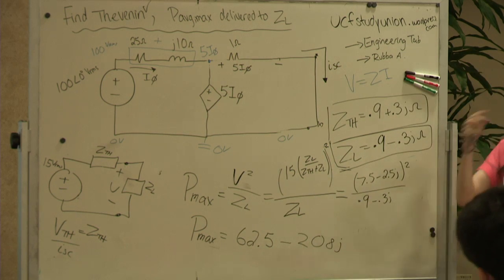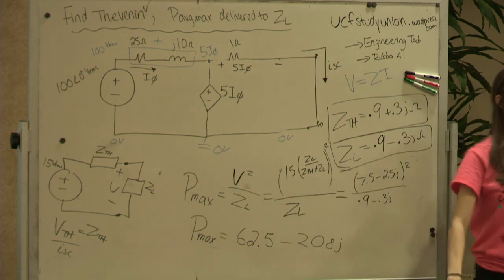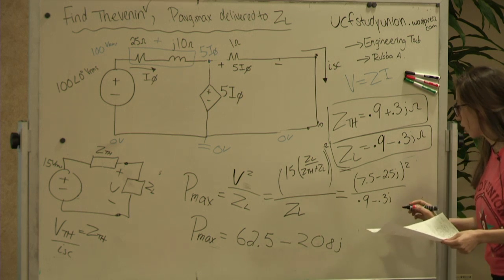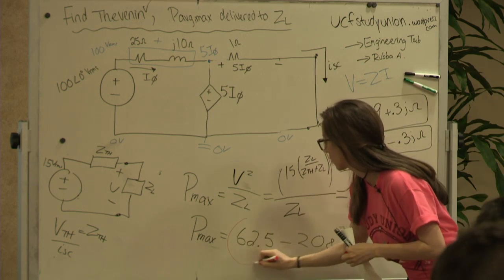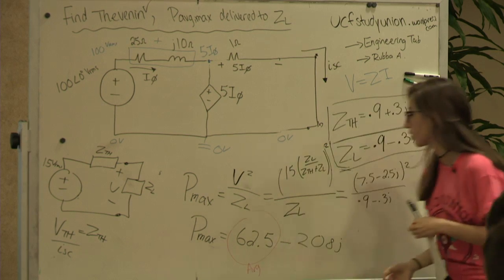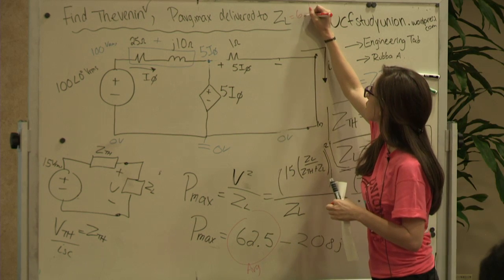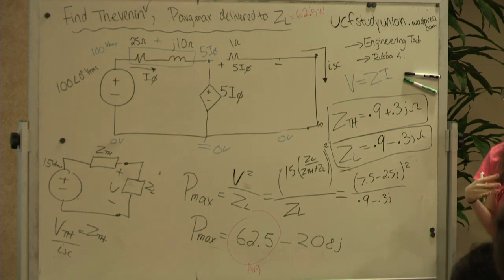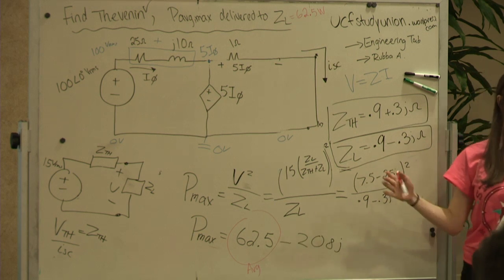Everyone good with that? So now this is P max, but we want the average maximum power. So what's the average maximum power here? 62.5, right? This here is your real component, so it's your average, and that's going to be in terms of watts. So our answer for that is 62.5 watts. And if they ask for your maximum reactive power, that would just be your 208 in VARs.